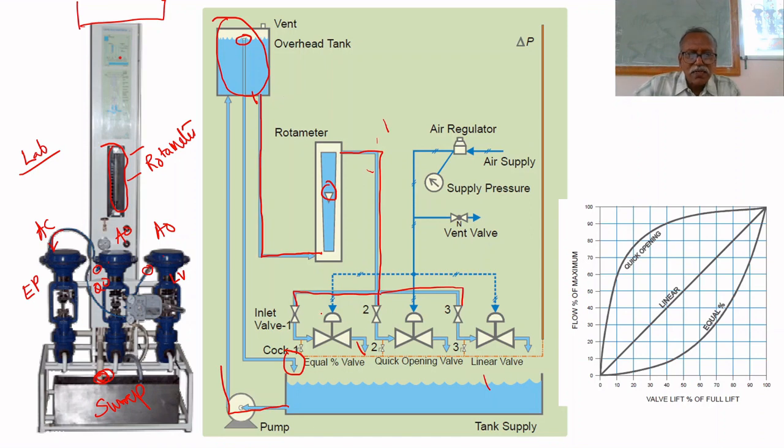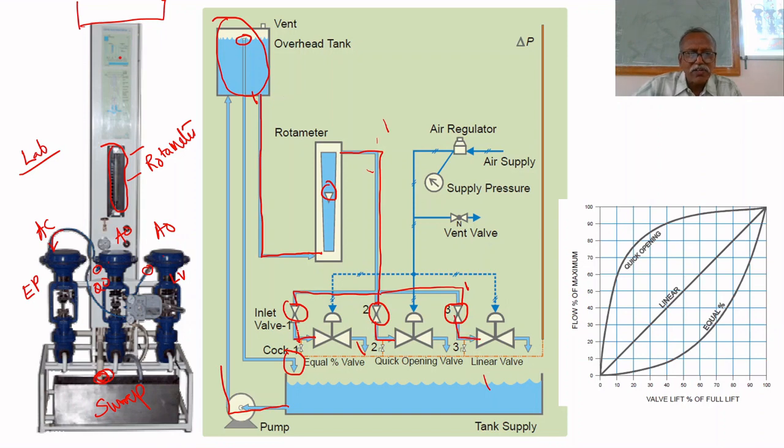Before this pneumatic valve, there is one hand valve. This is the hand valve. Like our home tap, you can adjust the flow rate by using that inlet valve, three inlet valves. That is the manual valve. After that, it is connected to the valve.